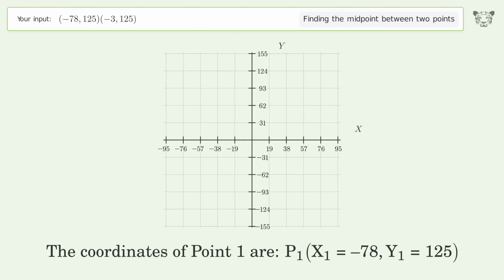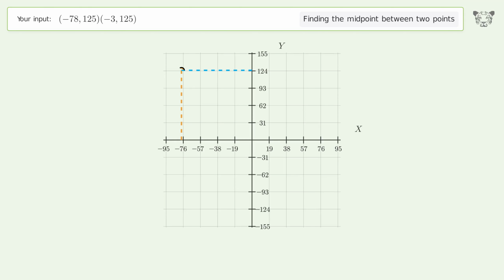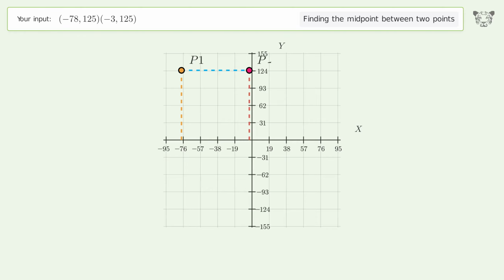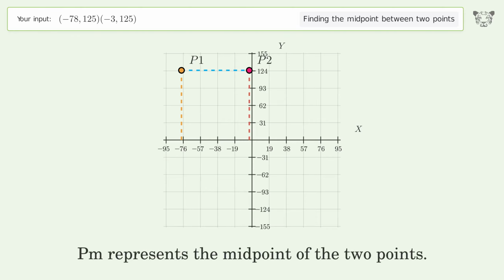The coordinates of point 1 are, x1 equals negative 78, y1 equals 125. The coordinates of point 2 are, x2 equals negative 3, y2 equals 125. PM represents the midpoint of the 2 points.